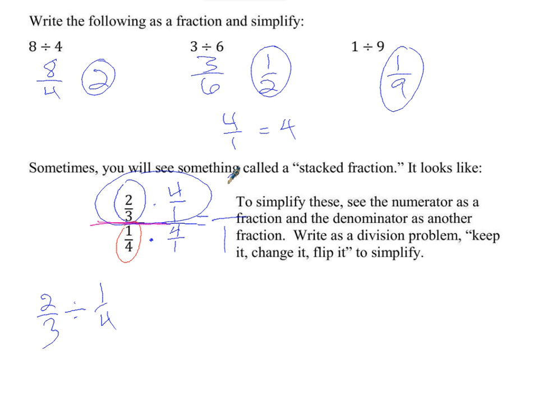So now we multiply across. 2 times 4 is 8. 3 times 1 is 3. I have 8/3 divided by 1, which is what? 8/3. 8/3 is the answer.